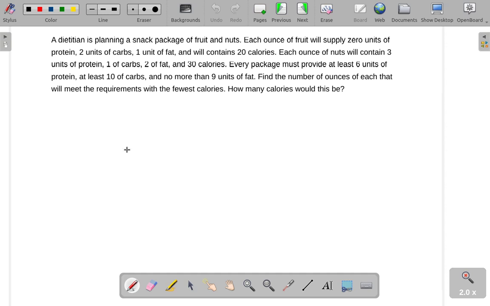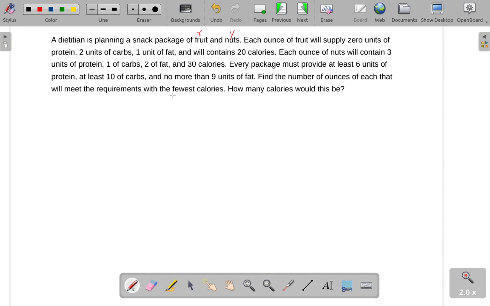Okay, so the same as the previous examples, we'll start off by first figuring out what our variables are going to represent. And you can see this kind of gives us a giveaway. It says find the number of ounces of each of the ingredients that will be used to meet these requirements in the fewest calories. So the number of ounces of fruit, I'll go ahead and call X, and the number of ounces of nuts, I'll call Y.